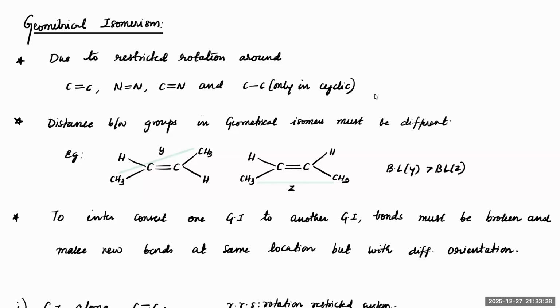Right. Stereoisomerism, we have to categorize them into three parts. One is geometrical isomerism, conformational isomerism, then we have optical isomerism. See, first look into geometrical isomerism.